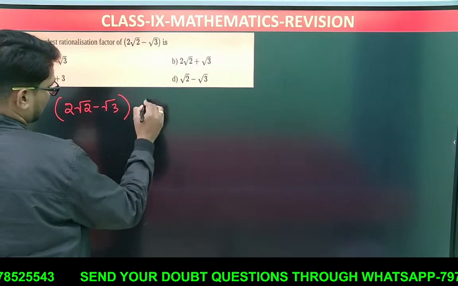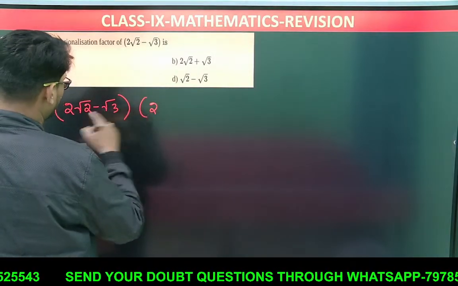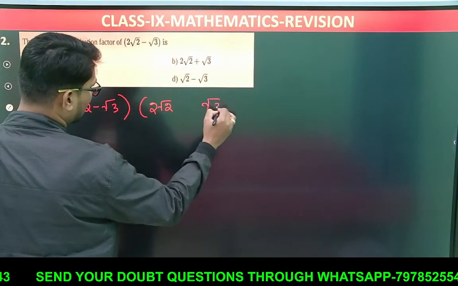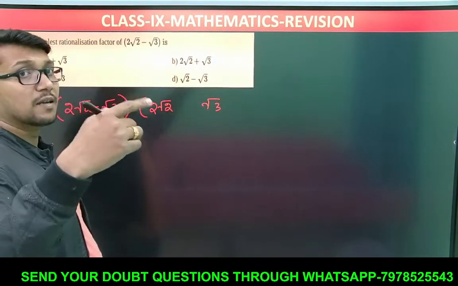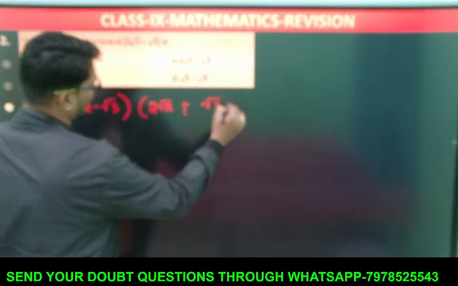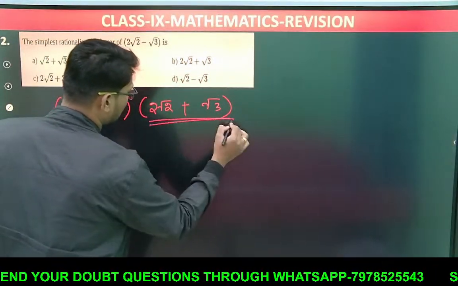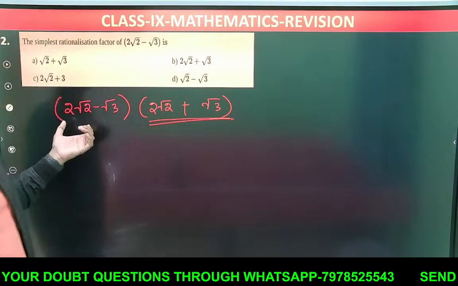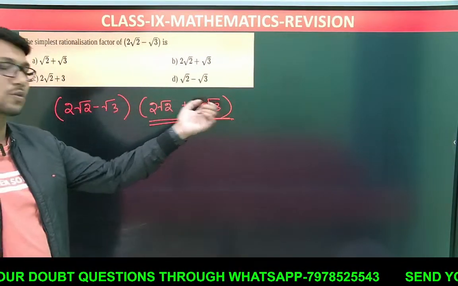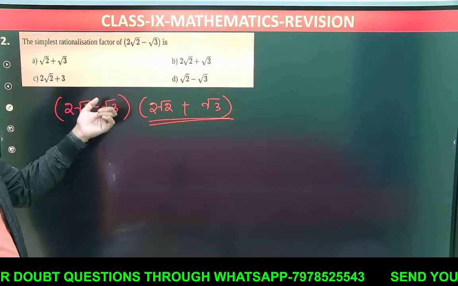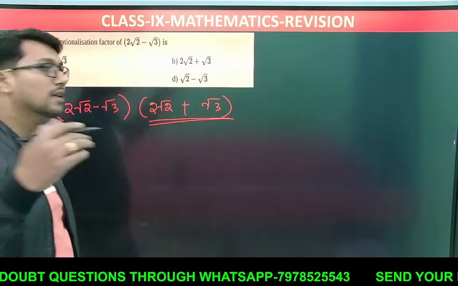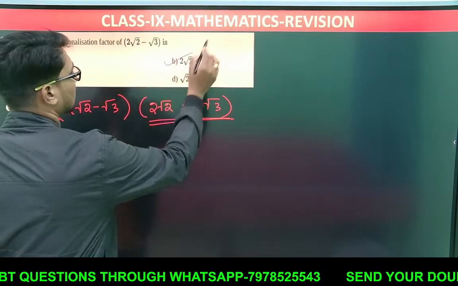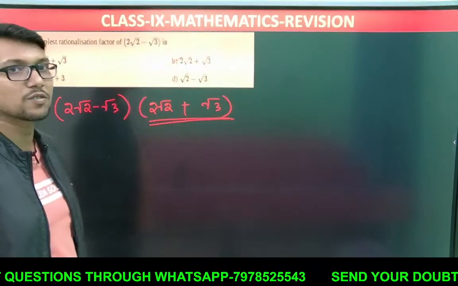Whatever values have been mentioned, 2 root 2 and root 3, which symbol is there? Minus is there. If minus, that will become plus. So this is the rationalizing factor of this value. So 2 root 2 plus root 3 is the rationalizing factor of 2 root 2 minus root 3. Okay, clear? So which option is correct? 2 root 2 plus root 3, so option B. I hope this is clear to all.